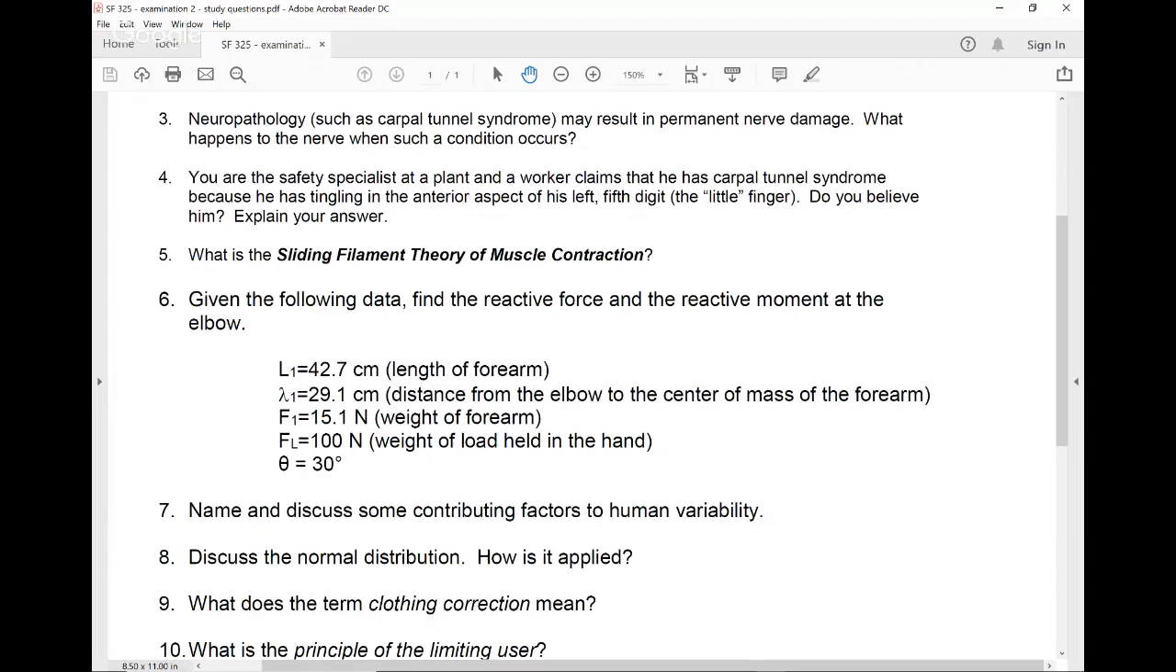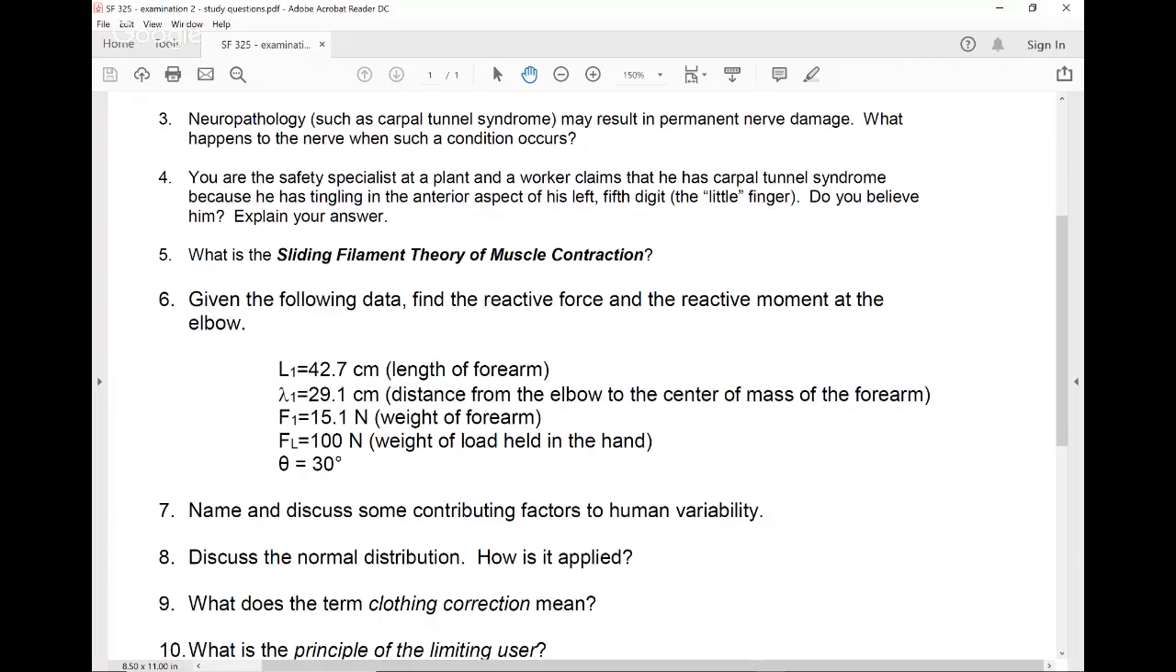And what happens is, for whatever reason, it will become irritated, or the tendons inside become irritated. They get inflamed, and when something inflames, it gets bigger. So if any of this gets inflamed, it starts pushing on the median nerve, and it compresses it.